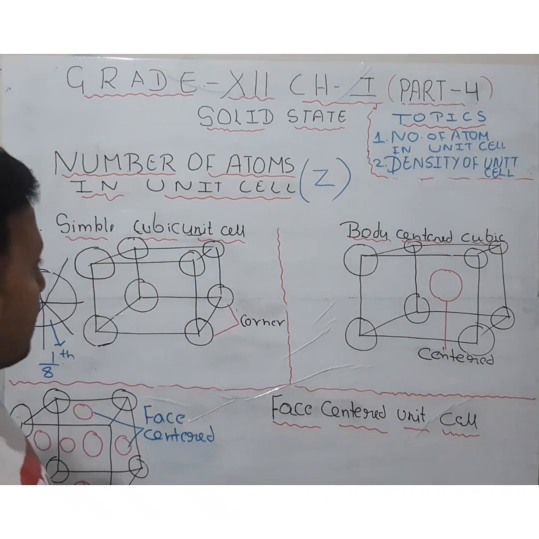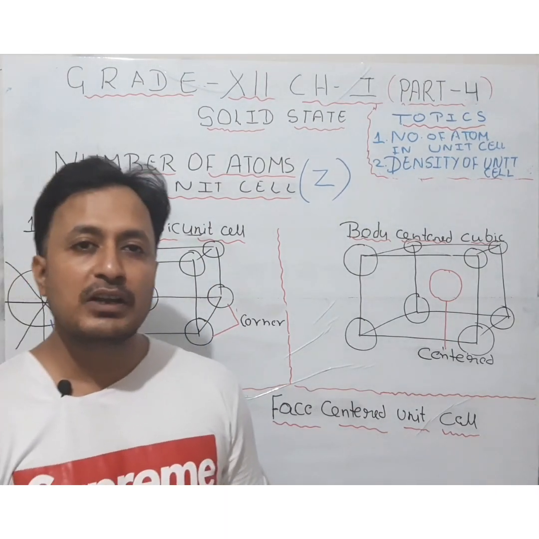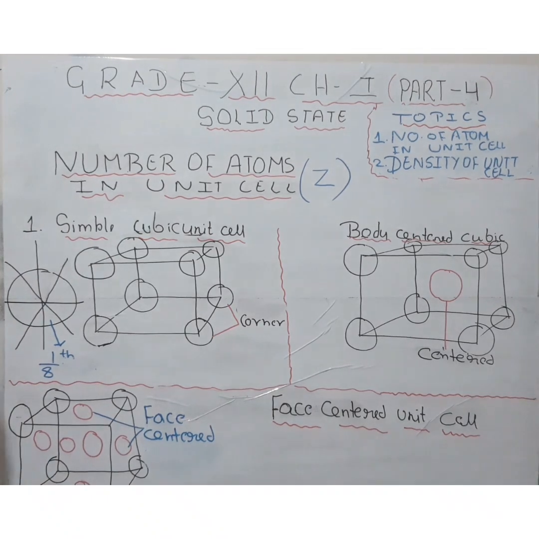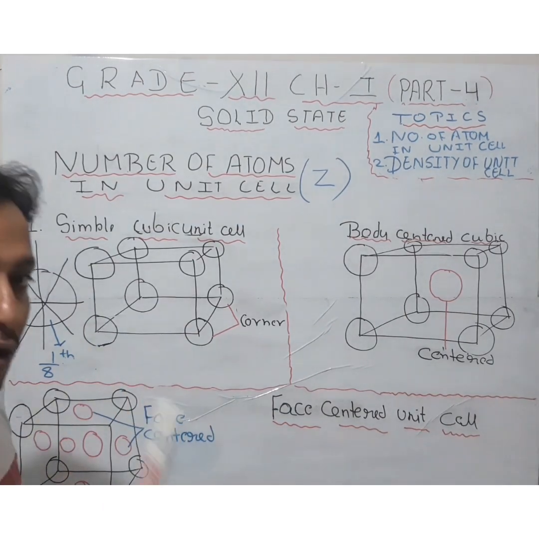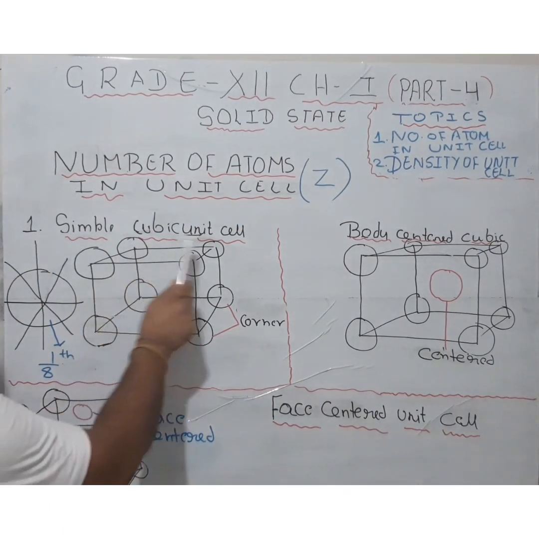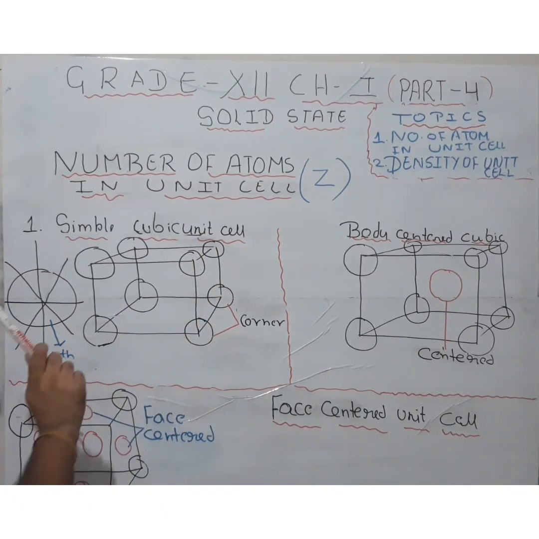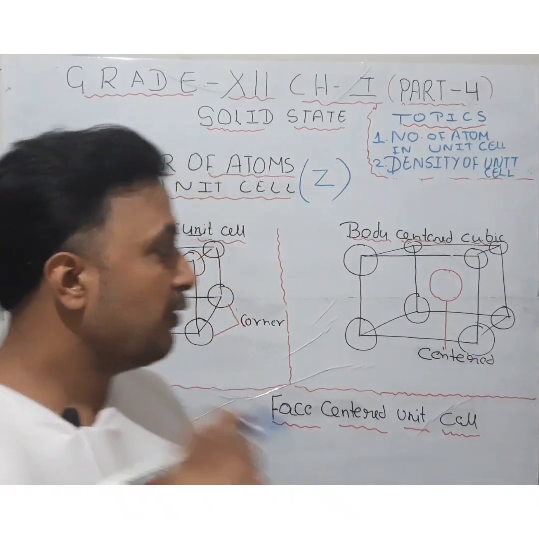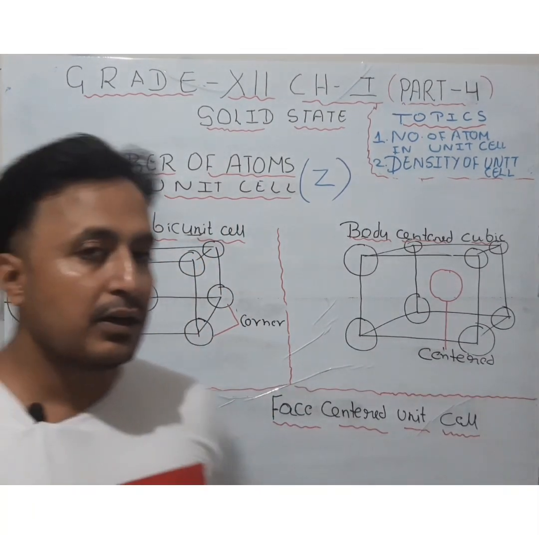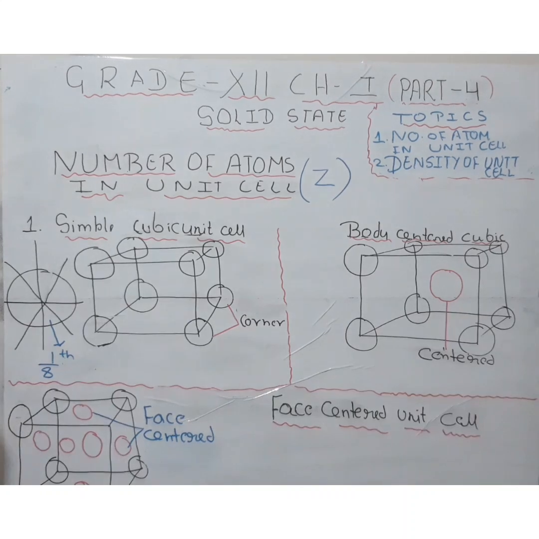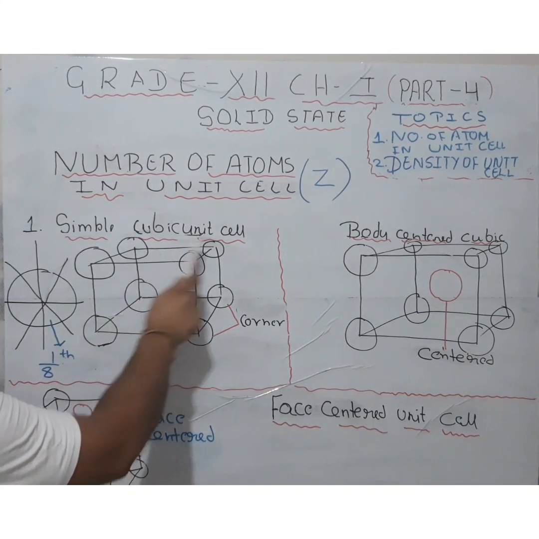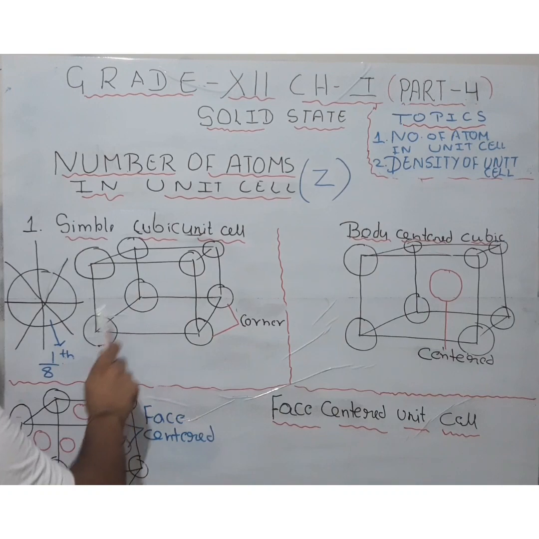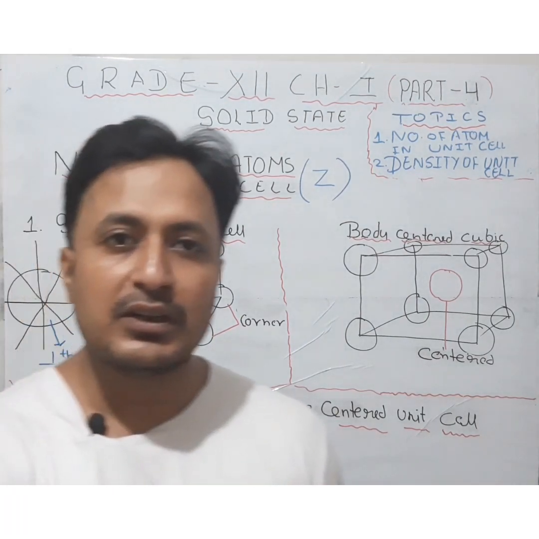This is the primitive unit cell we are having, that is the simple cubic unit cell. In the case of the simple cubic unit cell, we have already discussed that the particles occupy only the corner positions, like this. Only the corner positions are occupied by the particles. It looks like there are a total of 1, 2, 3, 4, 5, 6, 7, 8 particles present in a unit cell.